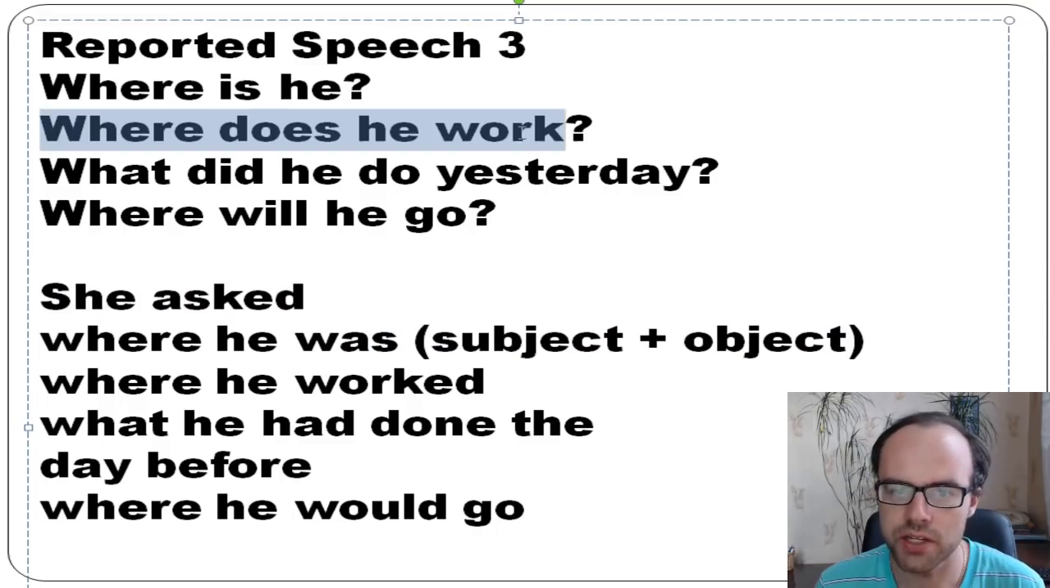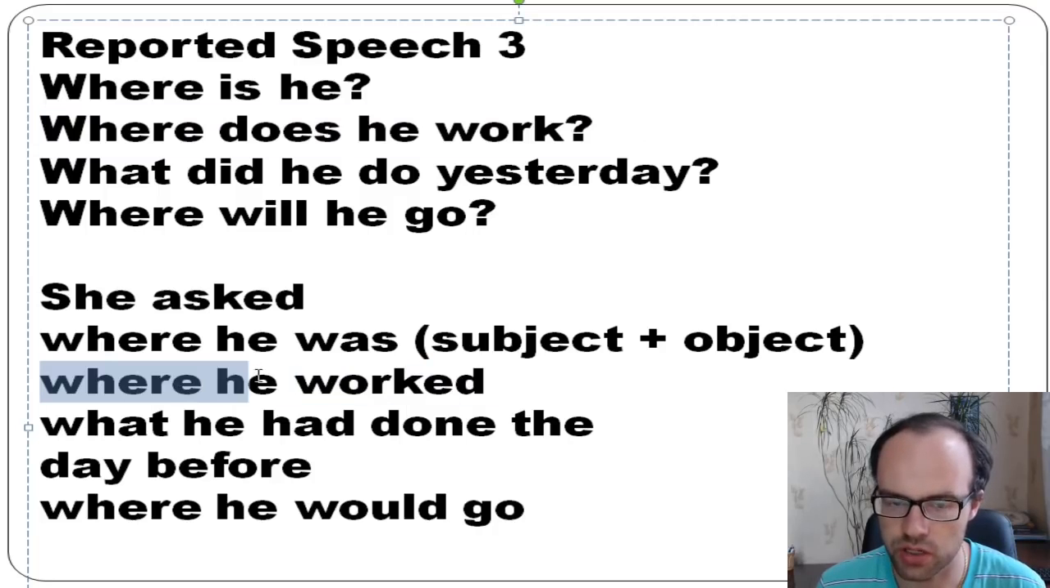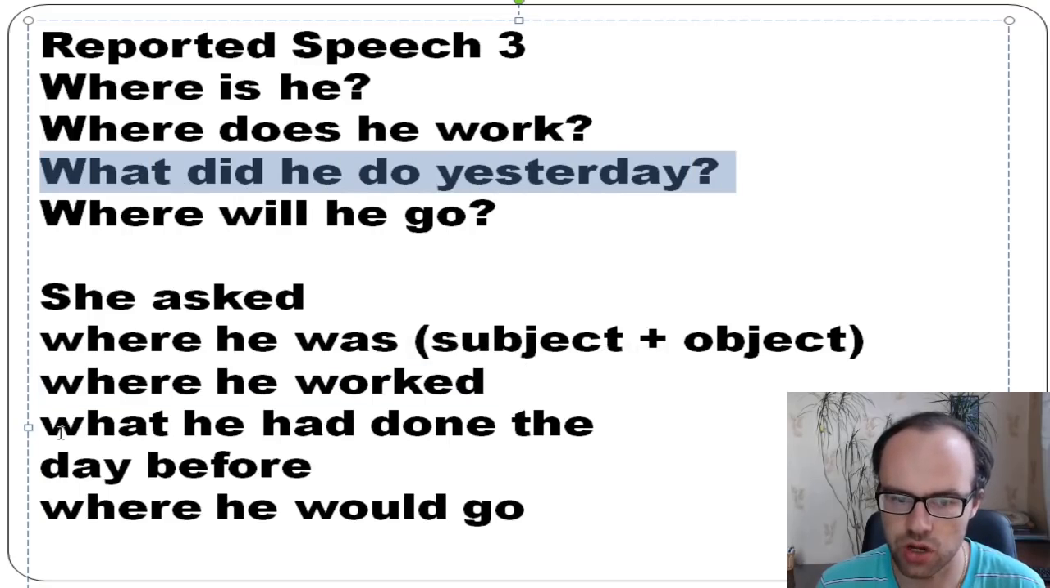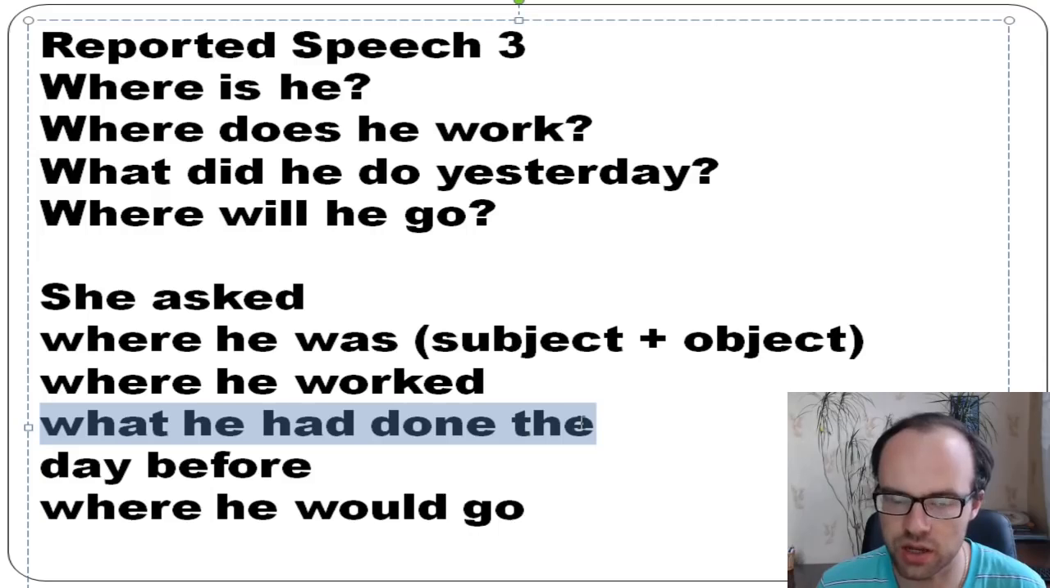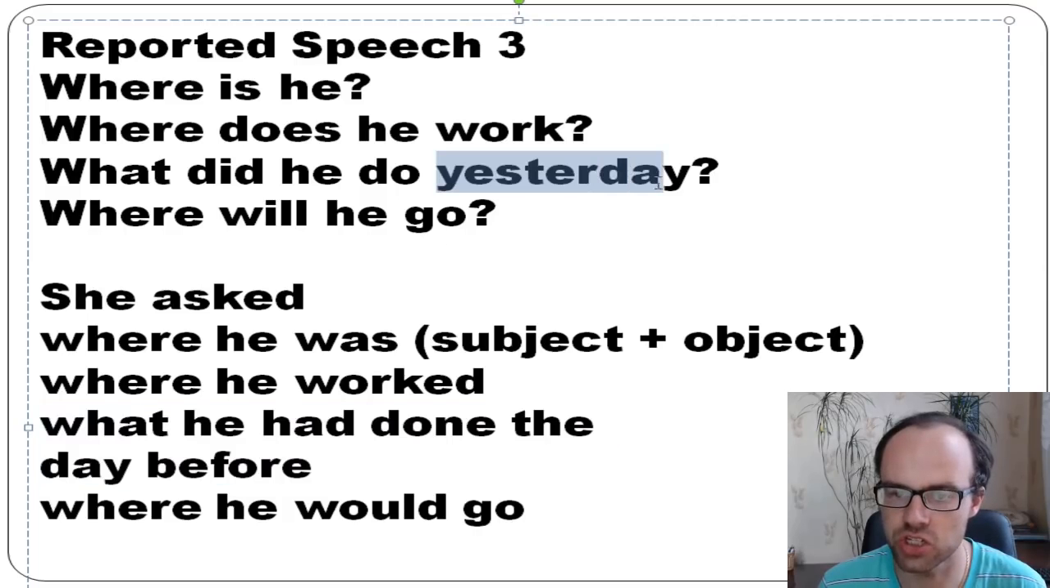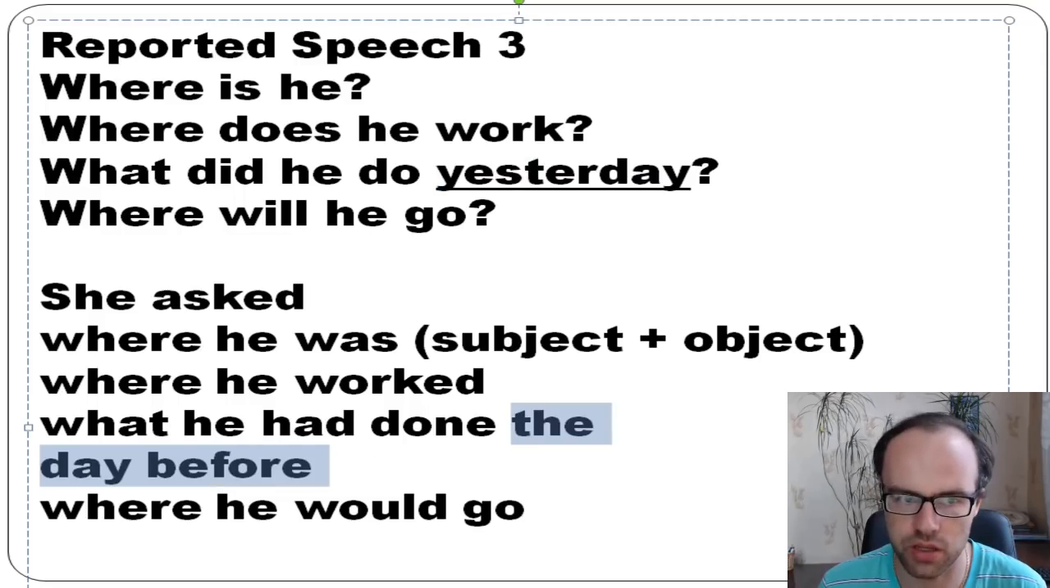Next, where does he work? So she asked where he worked, subject plus object. What did he do yesterday? So she asked what he had done the day before. It's also one time before, but not yesterday. You know that we changed yesterday to the day before. Okay, good. So you remember that we changed now to then and yesterday to the day before.